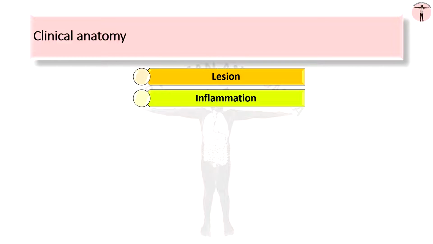Inflammation is the local reaction of the tissues to an injury or an abnormal stimulation caused by a physical, chemical, or biological agent. It is characterized by swelling, pain, redness, warmth or heat, and loss of function. Edema means swelling due to accumulation of fluid in the extracellular space.